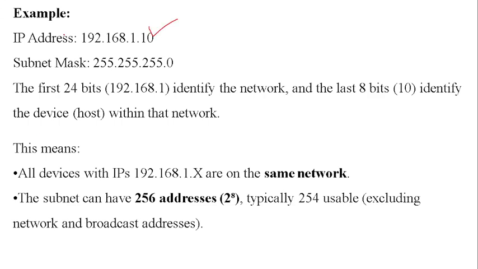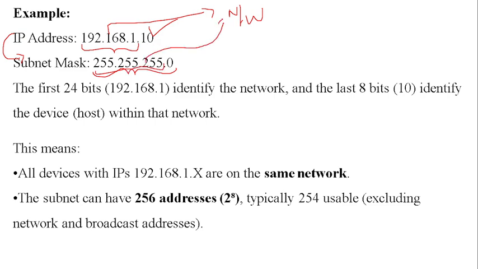This is an IP address, 192.168.1.10, and this is the subnet mask of this category, 255.255.255.0. So here if you see clearly, the first 24 bits, 192.168.1, is reserved for network ID because the mask is 255.255.255, and the last 10 is reserved for host ID. Now the question is, identify which is the host ID and the network ID here. So 192.168.1 is the network ID and 10 is the host ID.